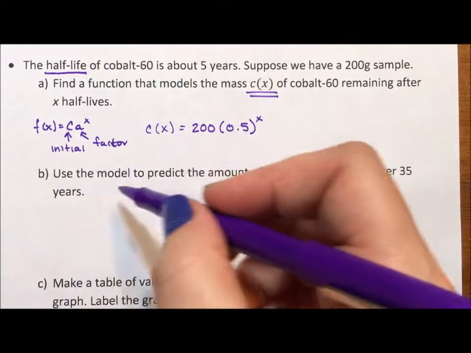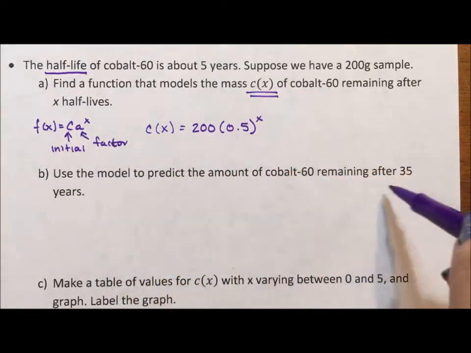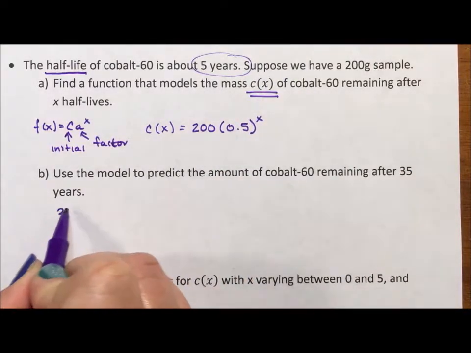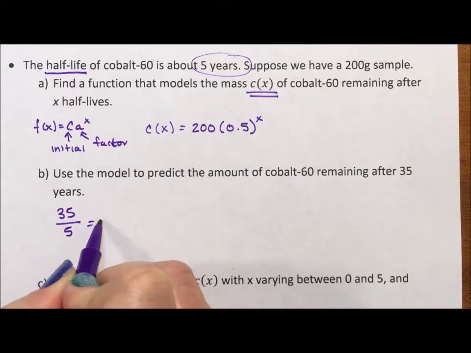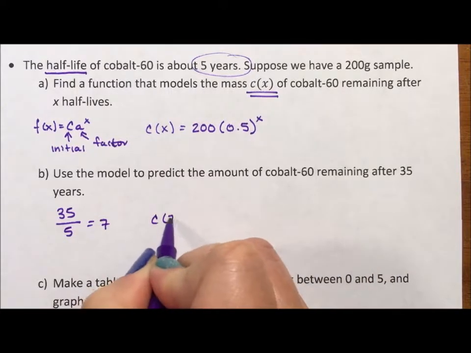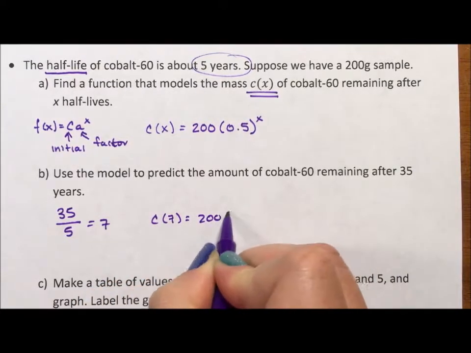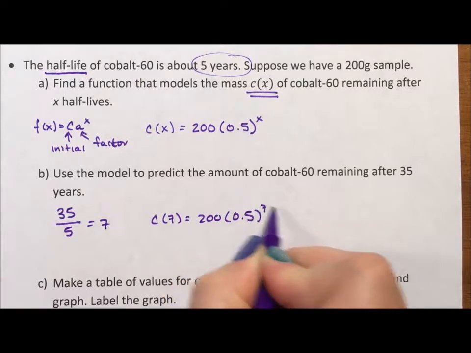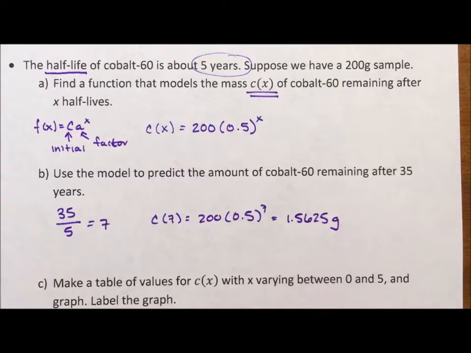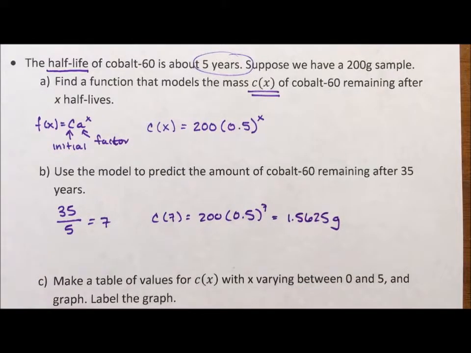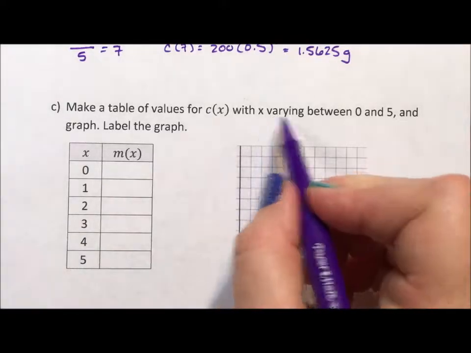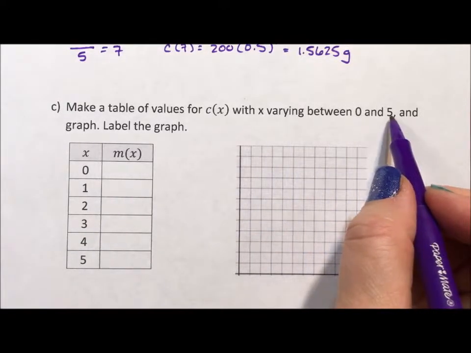It says use the model to predict the amount of cobalt-60 remaining after 35 years. Well, this is in 5-year chunks, so I need to take that 35 years, divide by 5, and realize that the half-life is going to happen 7 times. Well, C of 7 is 200 times 0.5 to the 7, which is 1.5625 grams.